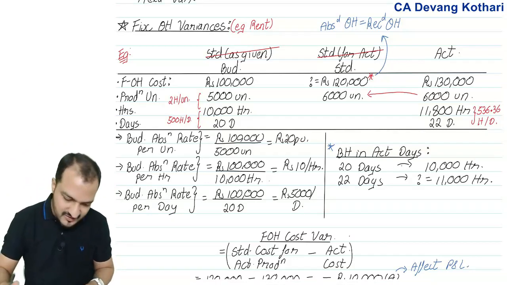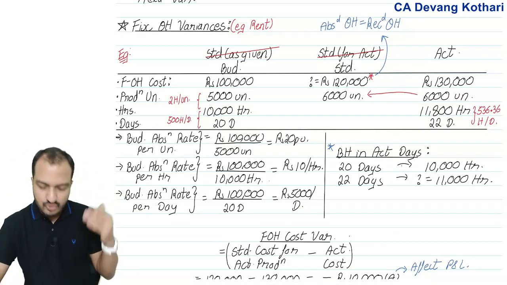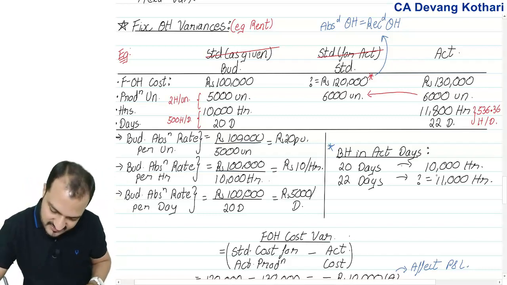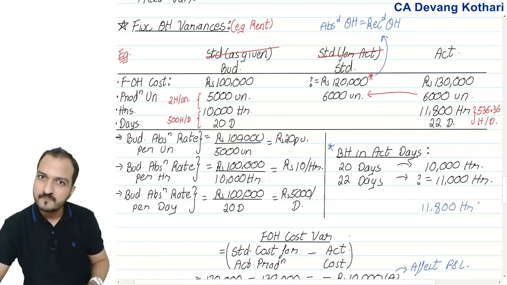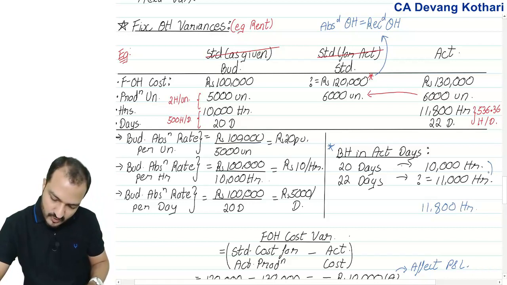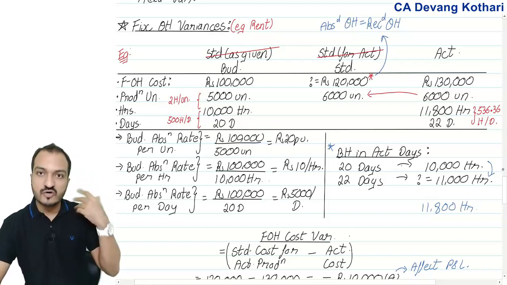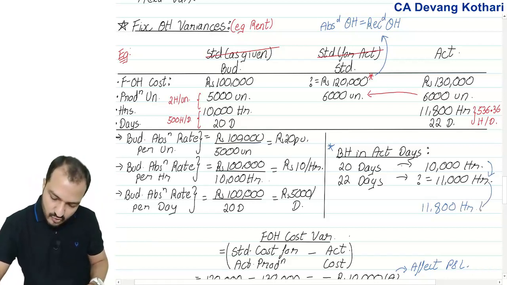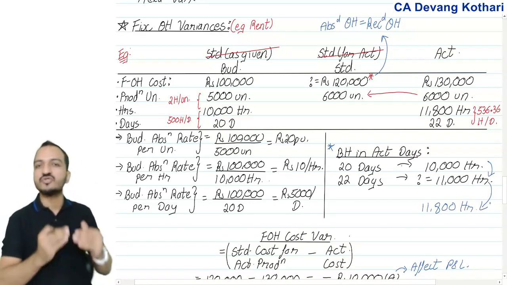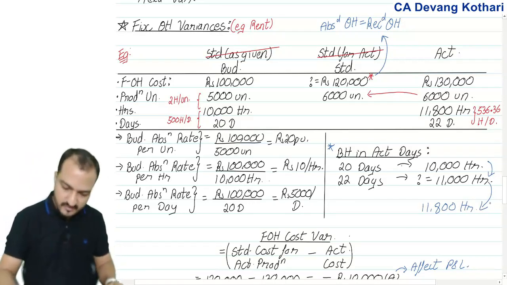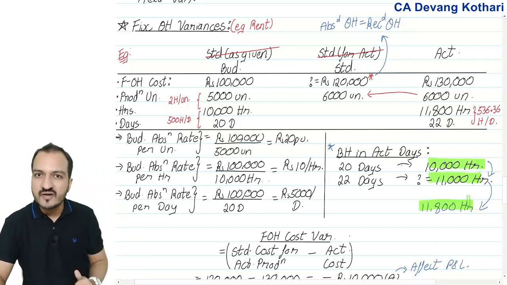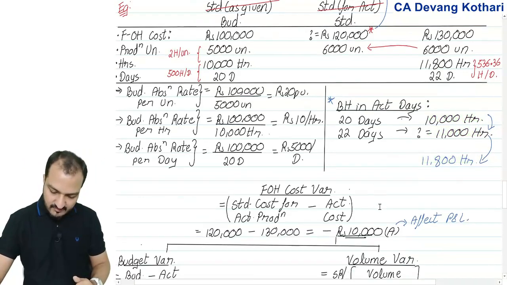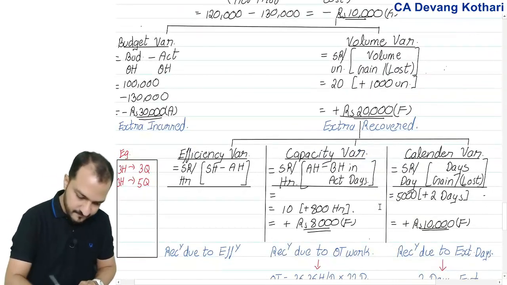See, out of 10,000 hours, your total hours is increasing up to 11,800 hours. So from 10,000 to 11,000 is the increase because of days, and from 11,000 to 11,800 is the increase because of overtime. First that increase is because of days, remaining increase is because of overtime. Yes, that overtime is what you see in my formula here.